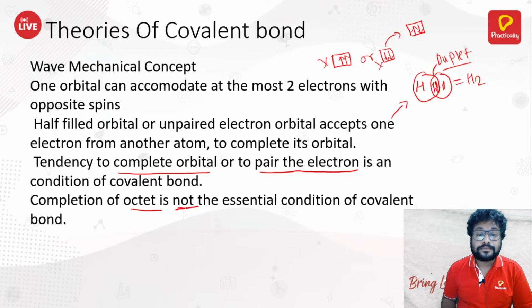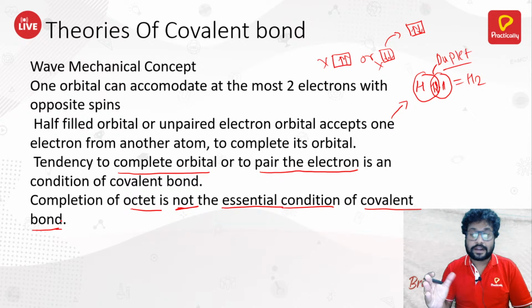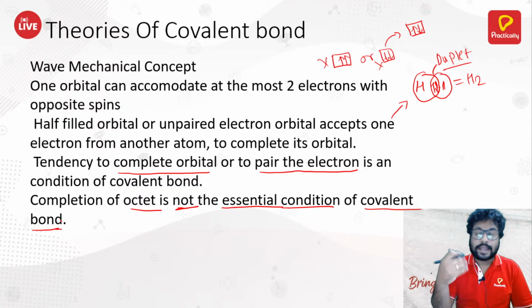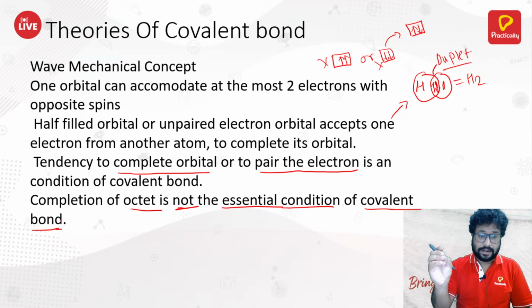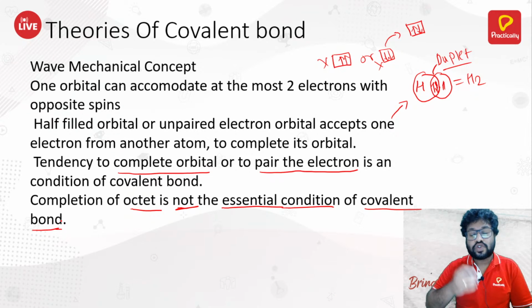Remember this. It is not an essential condition of a covalent bond. That is the main summarized point here. Octet can be completed, octet can be expanded, octet can be contracted also. That is not the thing. The orbital and electrons should get paired. That's the condition.